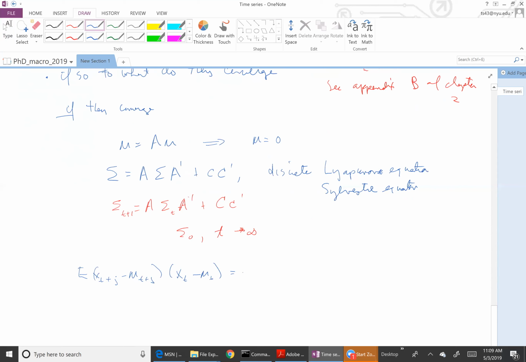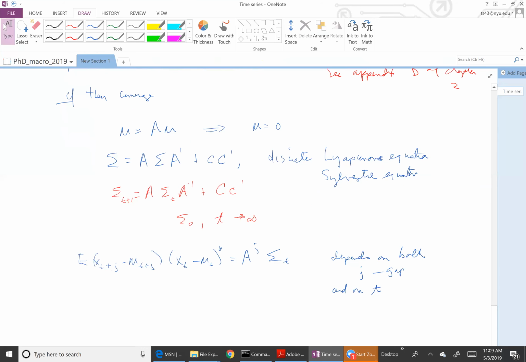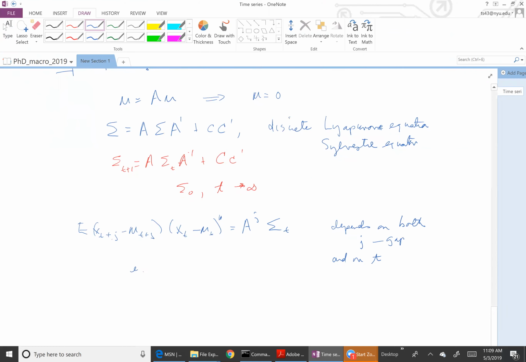We calculated that this is equal to a to the j times sigma t. And this depends on both j, the gap in time between the two dates at which we measure things, and on the initial date t. Except when sigma t equals sigma, is independent of time.